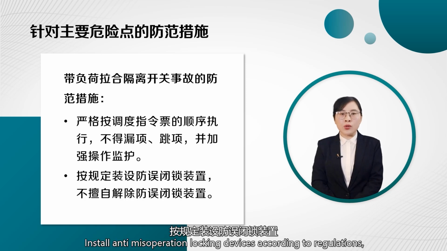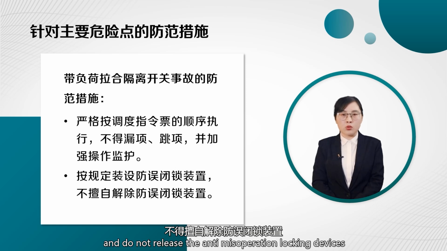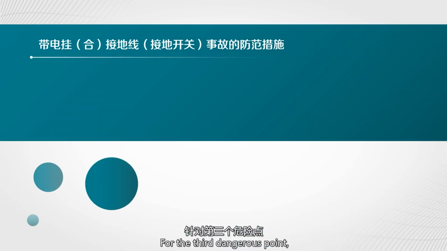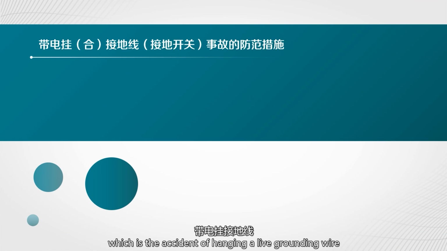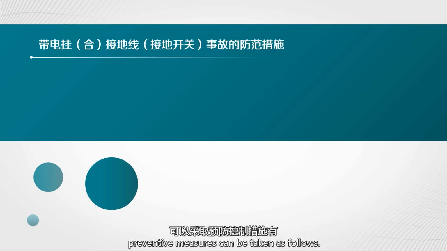Measure 3. Install anti-misoperation locking devices according to regulations, and do not release the anti-misoperation locking devices without authorization. For the third dangerous point, which is the accident of hanging a live grounding wire or closing a grounding switch, preventive measures can be taken as follows.